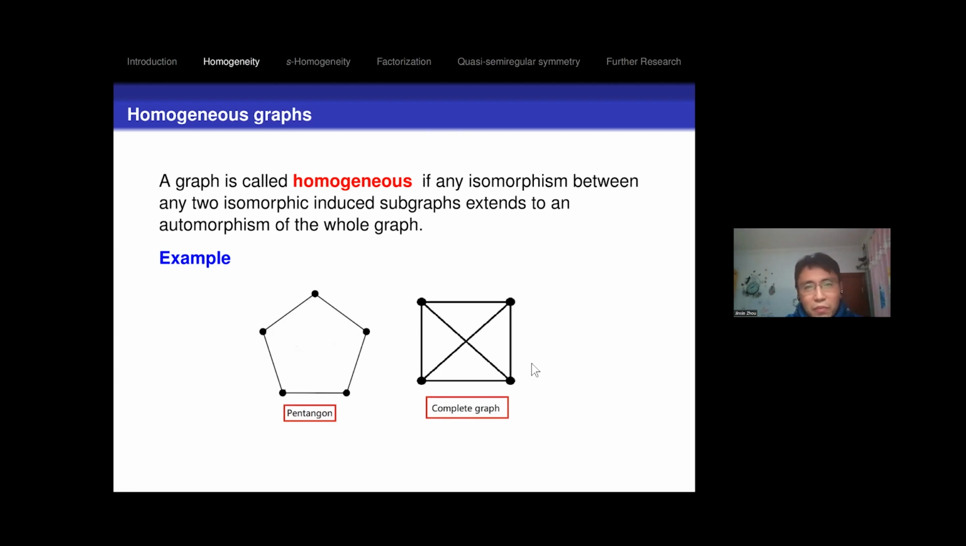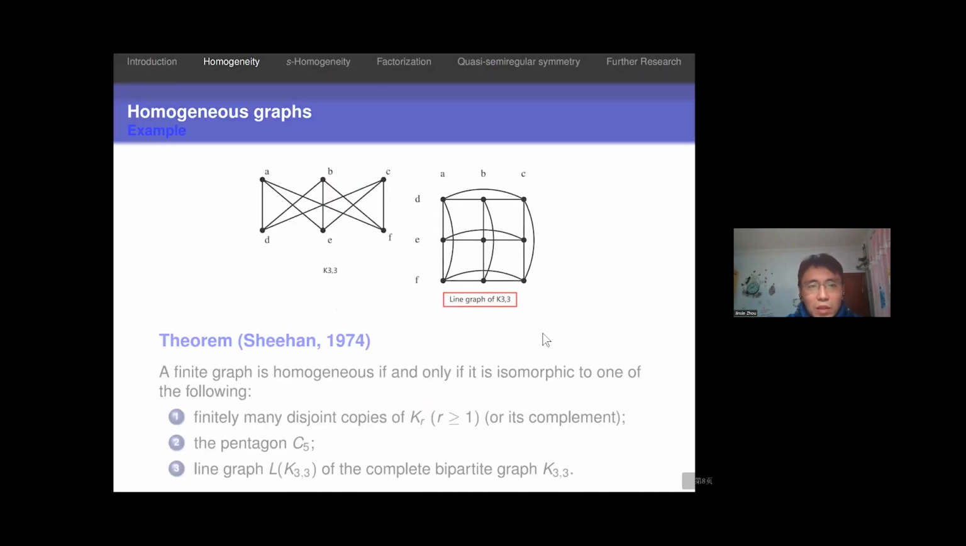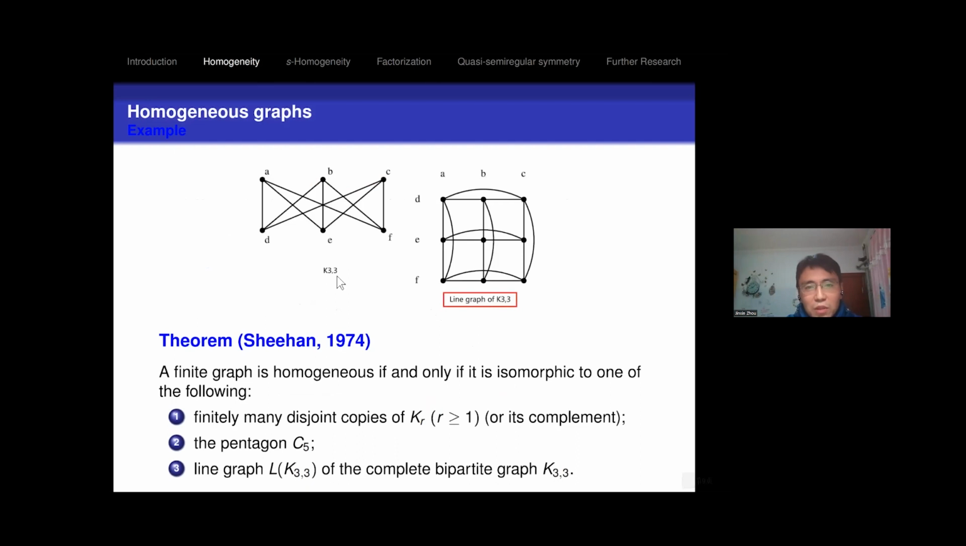Actually, homogeneous graphs are very restricted. There are some other examples. For example, the line graph of K_{3,3}, the line graph of the complete bipartite graph K_{3,3}. Gardiner obtained the classification of finite homogeneous graphs. The result is: a finite graph is homogeneous if and only if it is isomorphic to one of the following graphs.